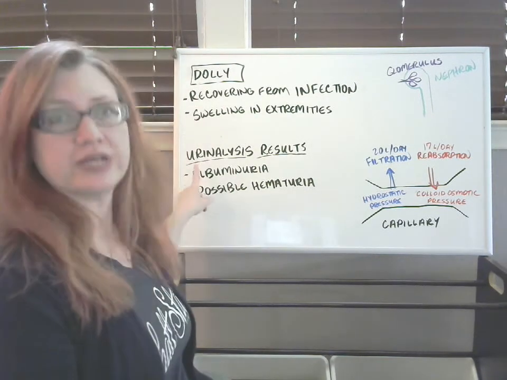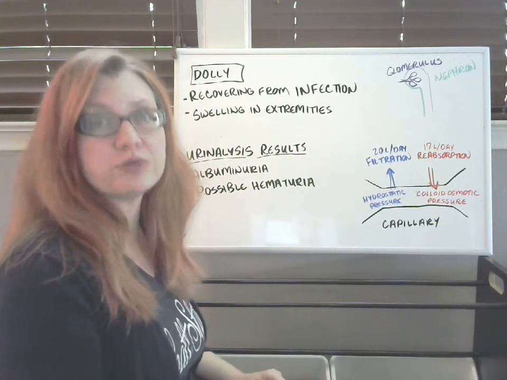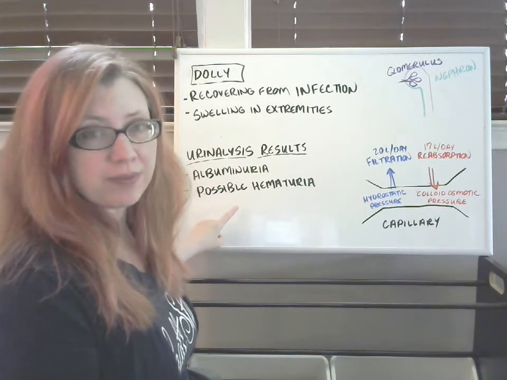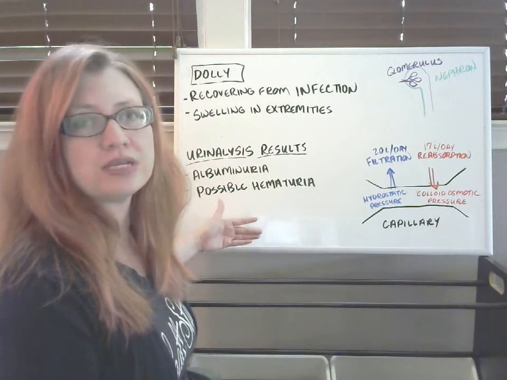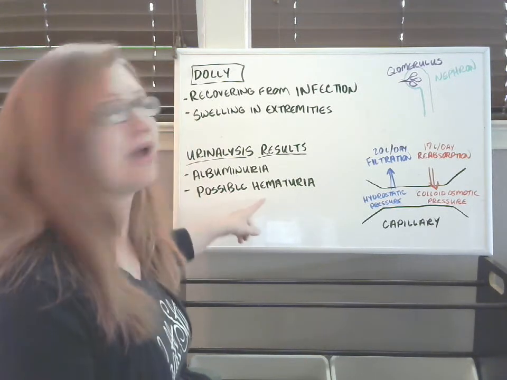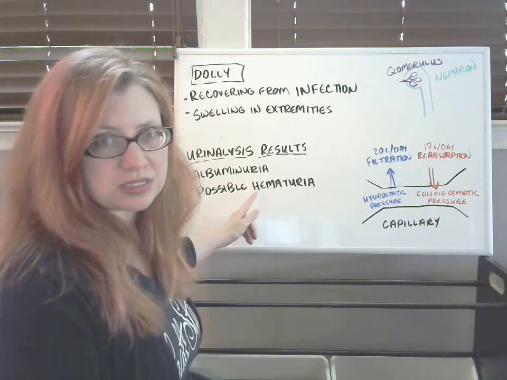So you do a urinalysis, and from the urinalysis, you're going to find the presence of proteins. Also, you might notice a change in the color. The color might be brownish, and that brown is going to indicate the presence of blood in the urine. So you could also have possible hematuria from the urinalysis results.